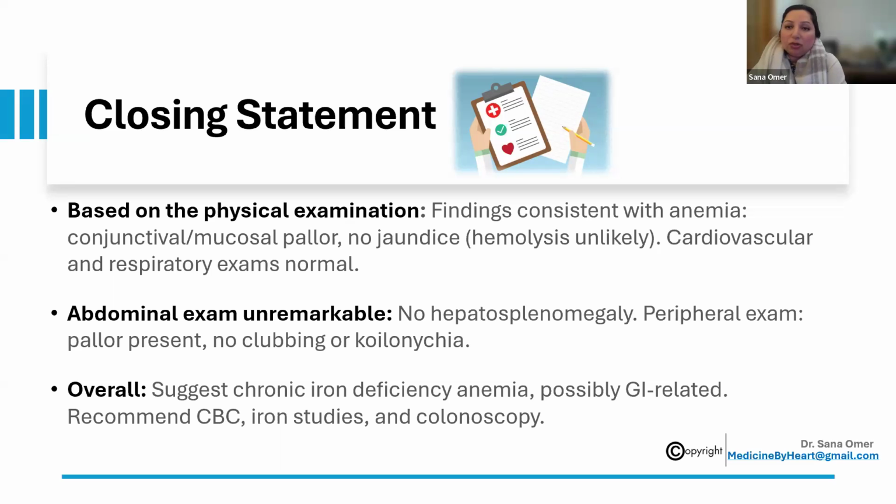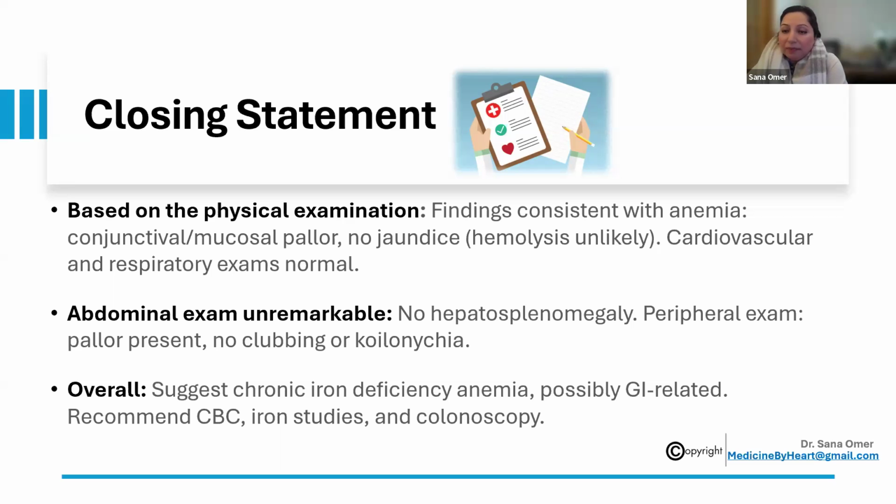So you can say that based on the physical examination, the findings are consistent with anemia. The patient exhibits pallor of the conjunctiva and mucous membranes, suggesting low hemoglobin levels. I did not observe any signs of jaundice, which makes hemolysis less likely. The cardiovascular examination revealed a normal heart rate without murmurs, and the respiratory examination was normal. Abdominal examination was unremarkable with no hepatosplenomegaly. Peripheral examination showed no clubbing, koilonychia or nail changes specific to iron deficiency, though pallor was present.